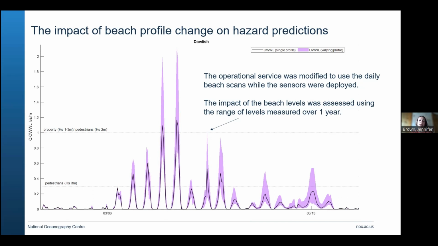And that's why it's very important to have an accurate beach level within your service, because you don't want to issue false alerts or missed alerts. And you want people to be confident in your predictions if they're using them to go about their daily business.